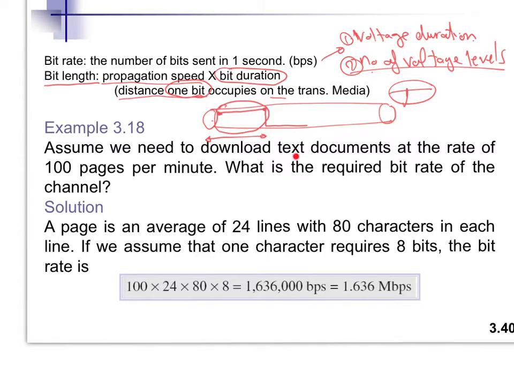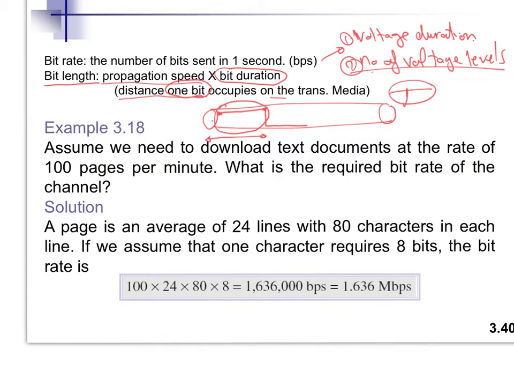So this example here talks about the scenario where we have a document that contains 100 pages, and we want to send that document at 100 pages per minute. So what is the required bit rate of the channel? If I were to transfer this digital document over a transmission medium, what would be the bit rate required on the transmission medium in order to transfer these 100 pages in 1 minute?